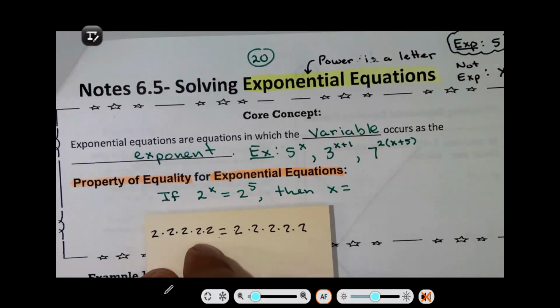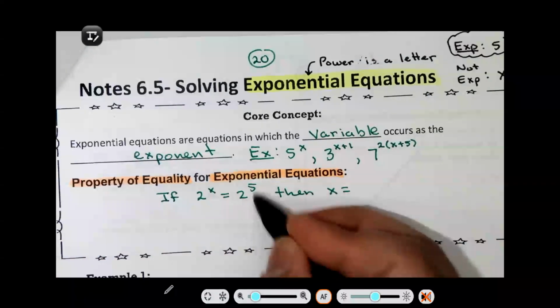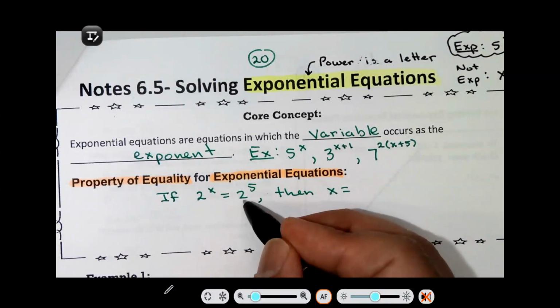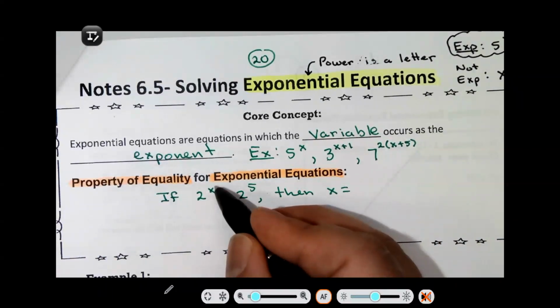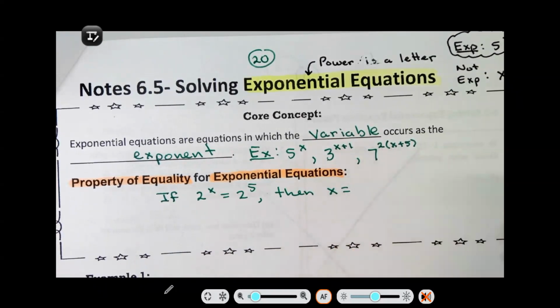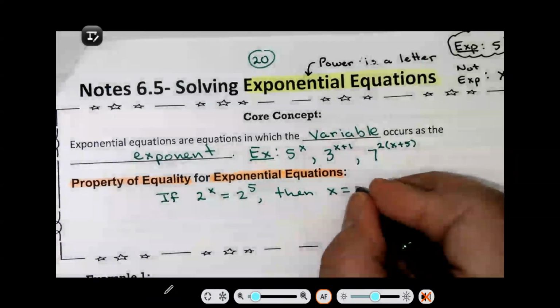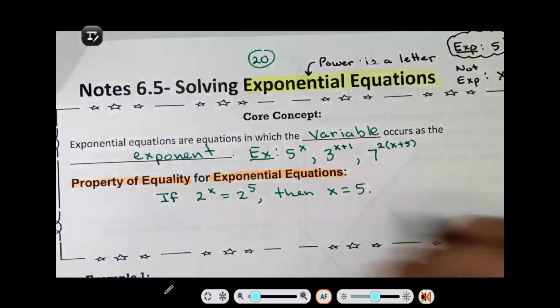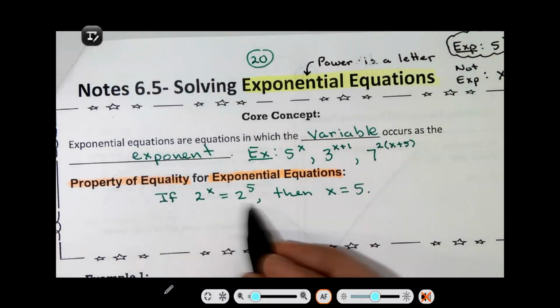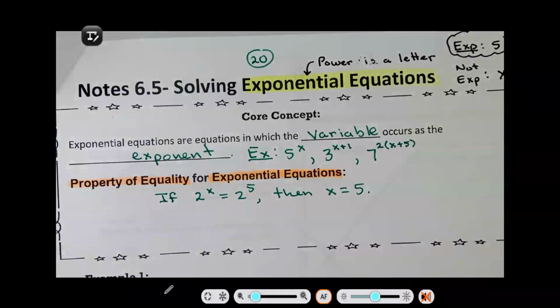So if this side has 5 number 2's in it, when it says, what's the x going to be? Well, then your x has to be the number 5. That's the only way that the bases can continue to be equal, if the powers are equal. So there's the rule for today.